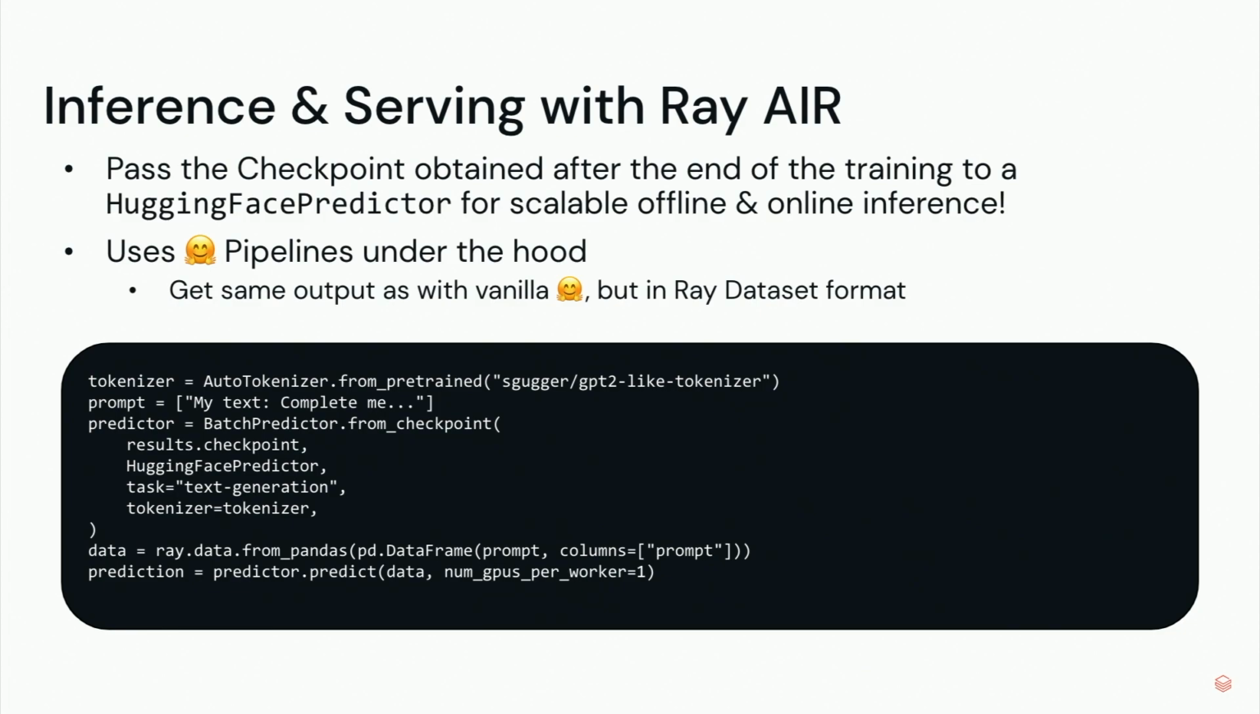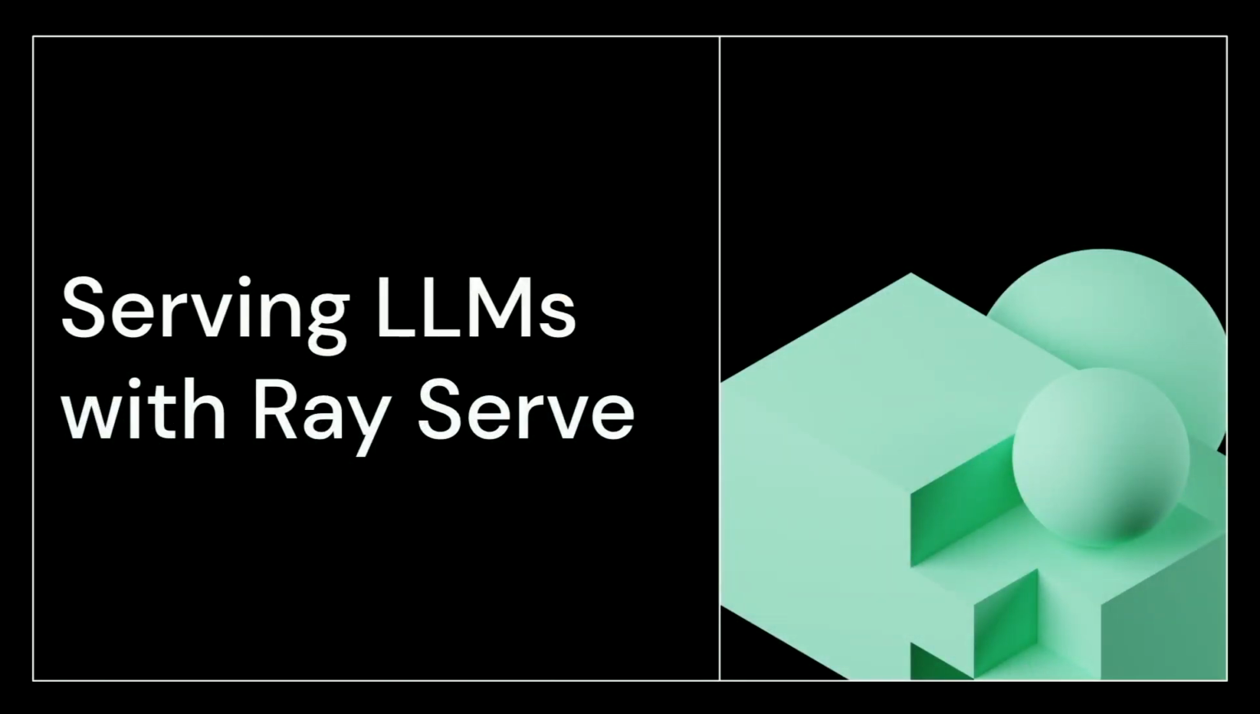For the batch predictor, we have a Hugging Face predictor abstraction, which uses Hugging Face pipelines under the hood. So we are not changing the logic again, we are just parallelizing it, and it doesn't require you to learn any new concepts or modify your code. And you can get a Ray data set, and you can pass it to the predictor, and it will automatically be parallelized.